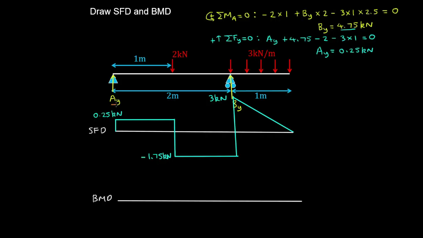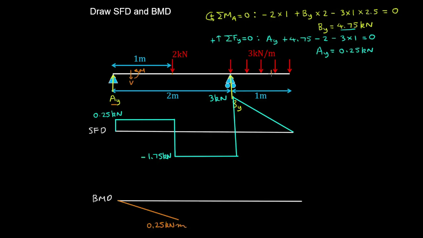We have AY is 0.25 kilonewtons, and we can see that the moment along this portion of the beam is simply that reaction force by the moment arm x. The moment arm is 1 meter, so the bending moment here will be 0.25 kilonewtons by 1 meter.